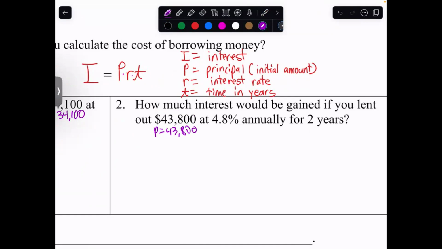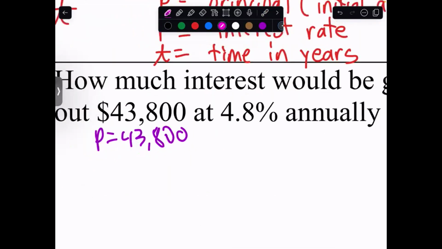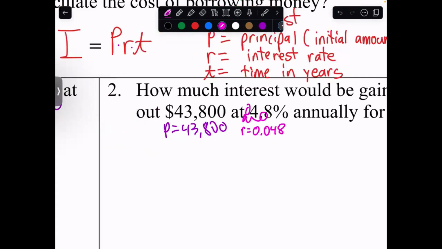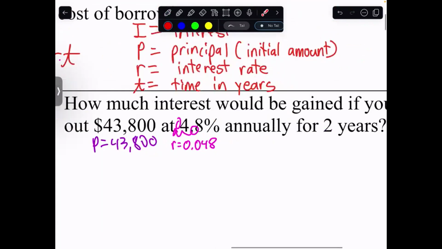The interest rate, this one already has a decimal point, so you move it twice from where it started. You again do have a gap that you need to fill in with a 0. So the interest rate would be 0.048 in decimal form, right? Even though it has a decimal point, it also has a percent sign. So it's not decimal form, it's percent form. So to get rid of the percent sign, you move the decimal twice to the left. Okay, and then the time is 2 years.